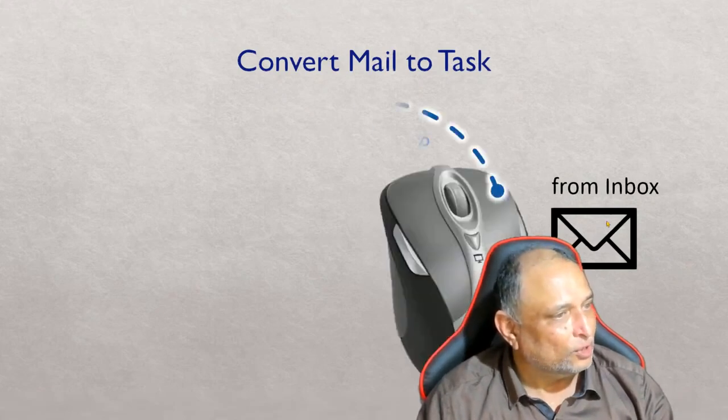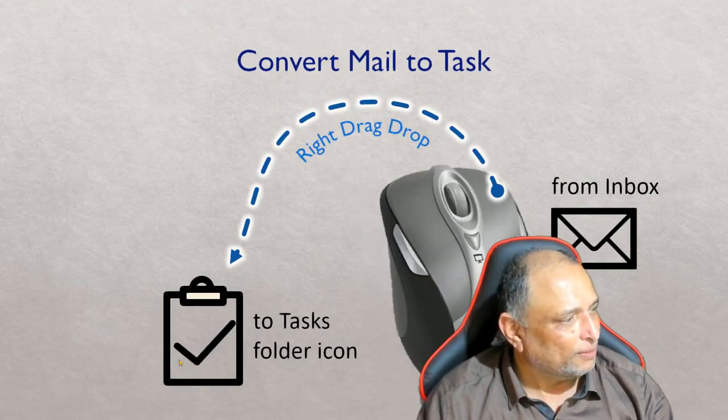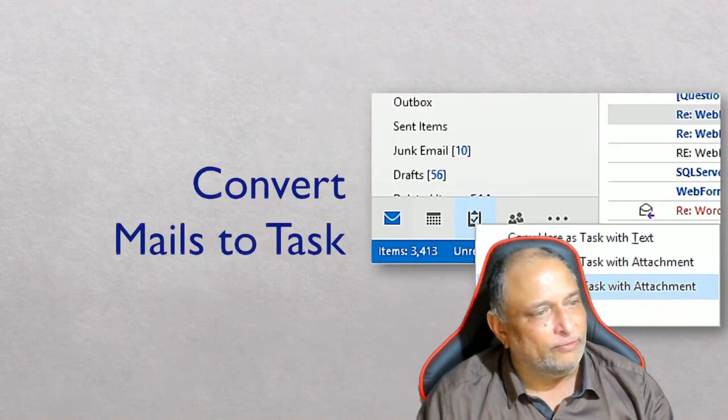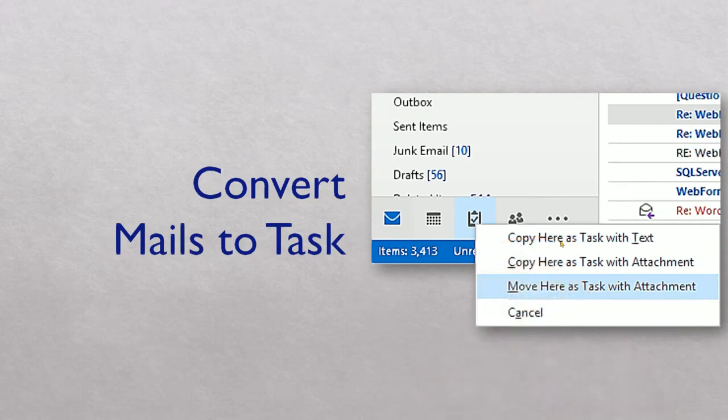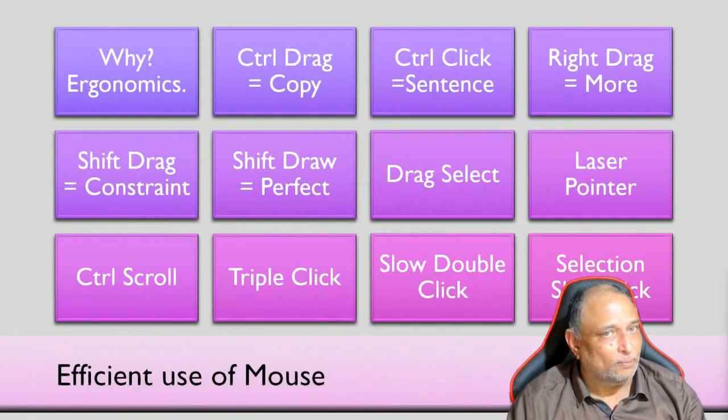So if you want to move a mail and convert it to a task, what do you do? You drag it from the inbox using the right mouse button, drop it on the task icon, then it will give you the options. Do you want to copy it just like that, or do you want to copy it with attachment, or you want to move it with attachment? The third option is better. So that's right drag drop.